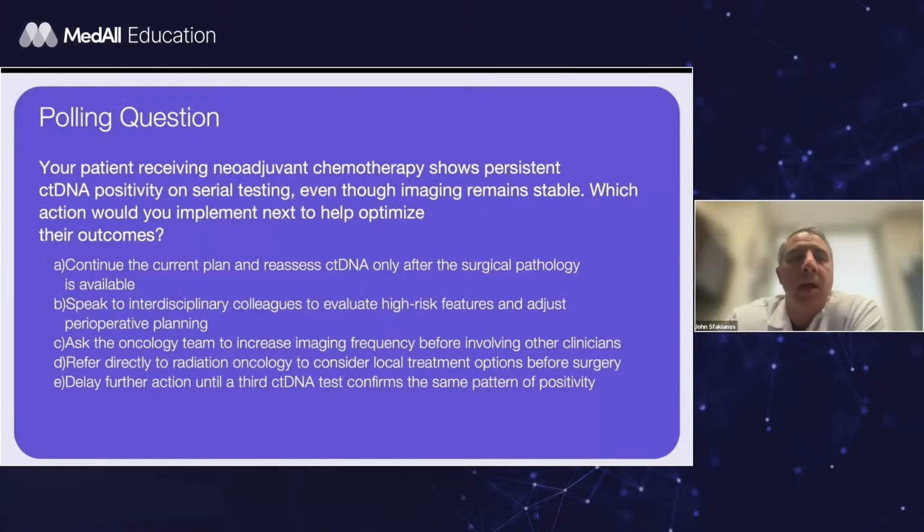So another question for the audience: your patient receiving neoadjuvant chemotherapy shows persistent ctDNA positivity on serial testing. Even though imaging remains stable, which action would you implement next to help optimize their outcomes?